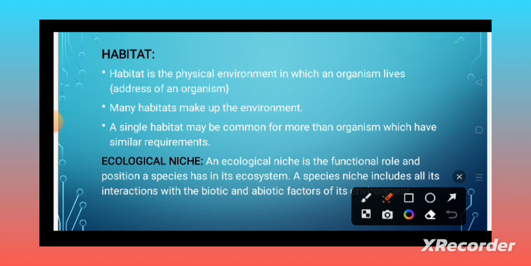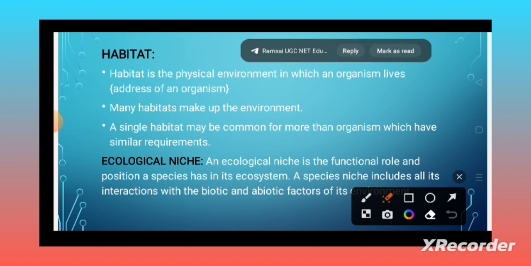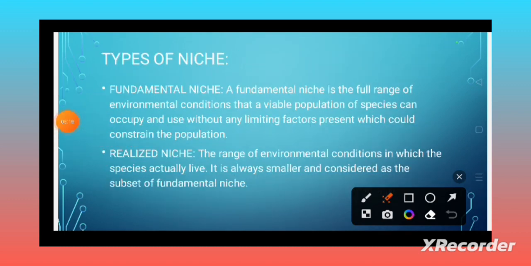No two species have the same ecological niche. But in the case of habitat, different types of species, or more than one organism, can have the same habitat. That is the main difference between these two terms. Let's come to the types of niche. There are two types of niche: fundamental niche and realized niche.